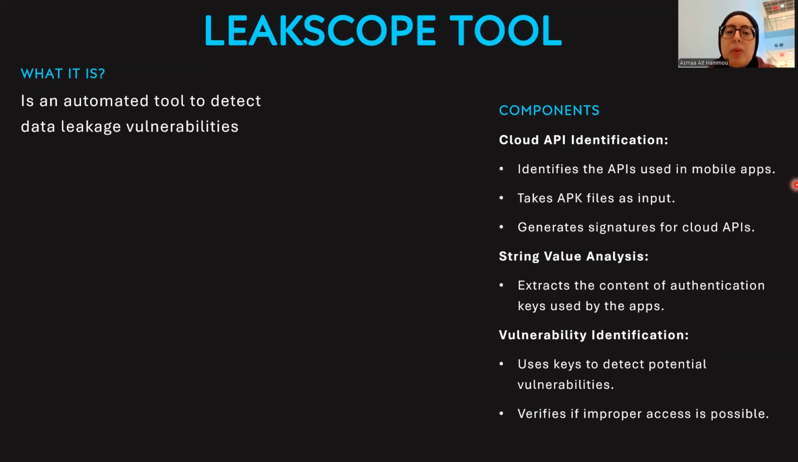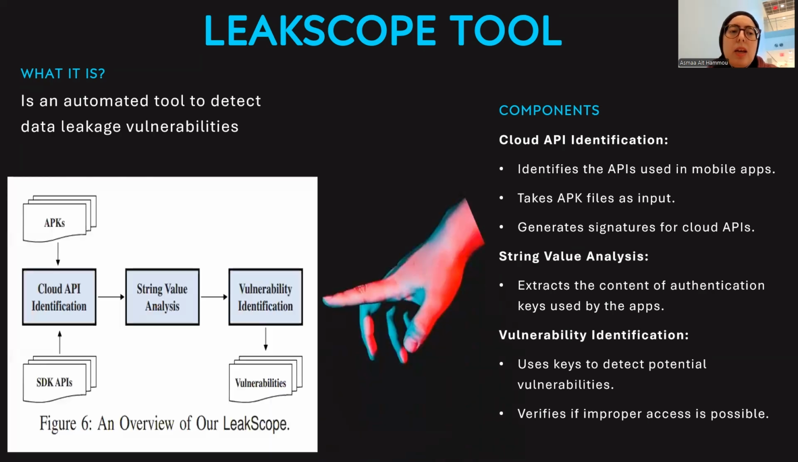LeakScope has three main components: Cloud API identification, string value analysis, and vulnerability identification. Cloud API identification takes APKs, the package files used by Android apps, and examines them to identify which Cloud APIs the app is using. It uses a hashing function to generate a unique signature for each API.